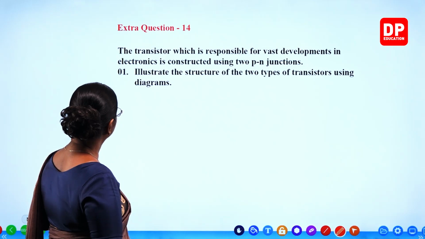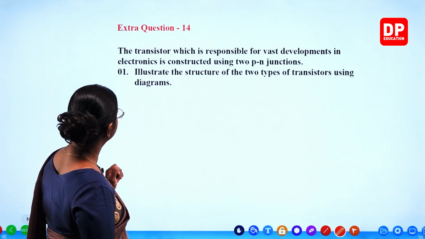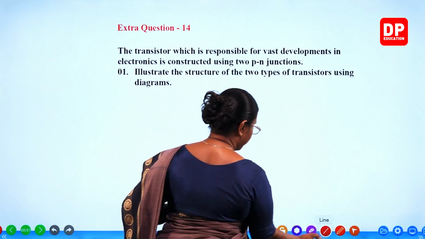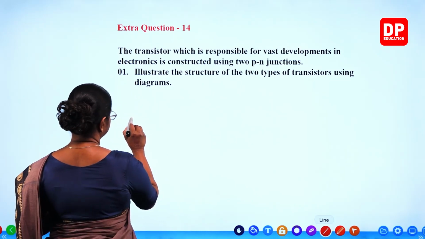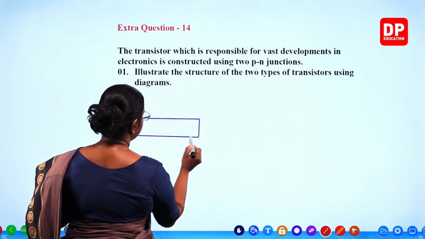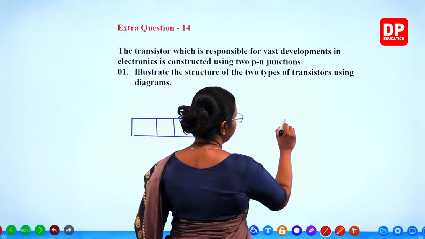So, the first question. Illustrate the structure of the two types of transistors using diagrams. So, we can use diagrams to illustrate the structures. We need to have two PN junctions. So, there should be two types.